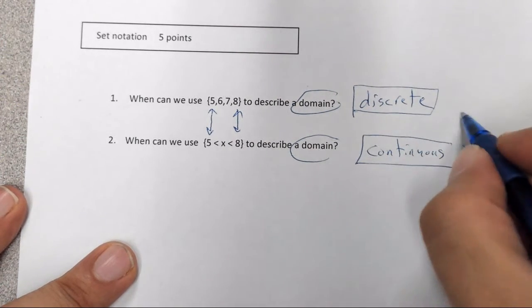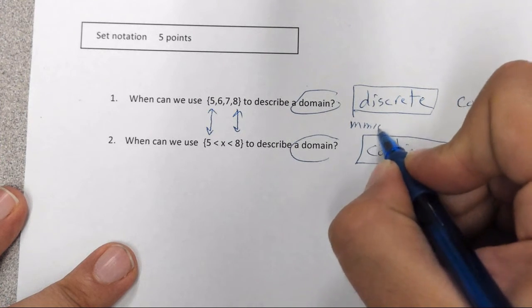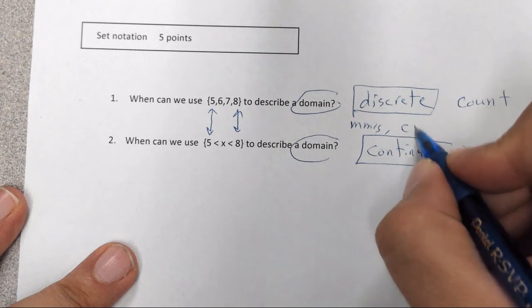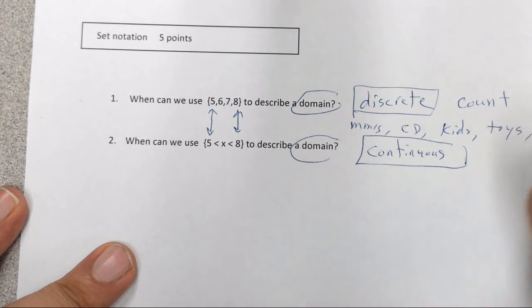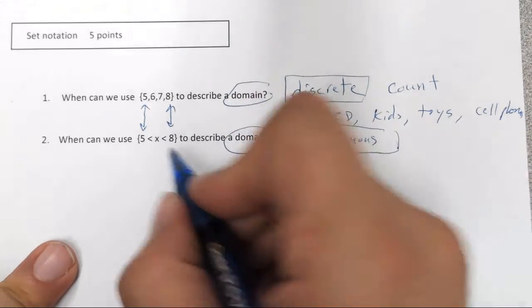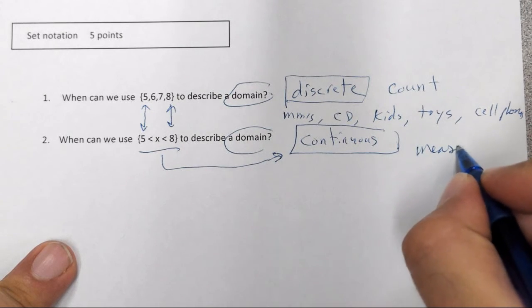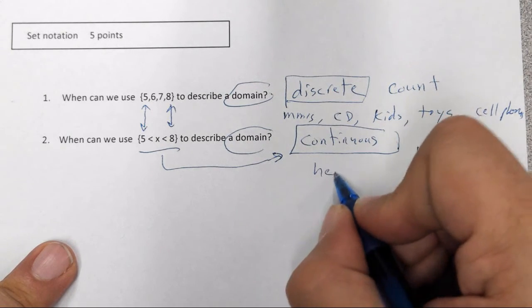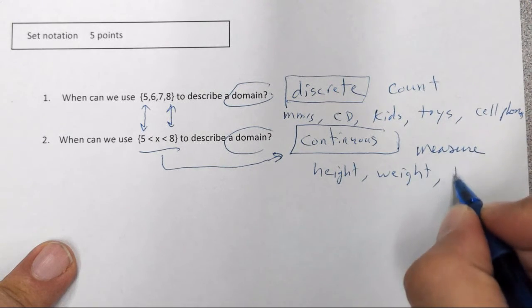Whenever something is discrete, that means you count it. Like M&M's, I count M&M's. CDs, kids, toys, cell phones, things that you can count. 1 cell phone, 2 cell phones, 3 phones, whatever. For this one right here, use it when things are continuous. When things are continuous, you measure them. Like height, weight, time.